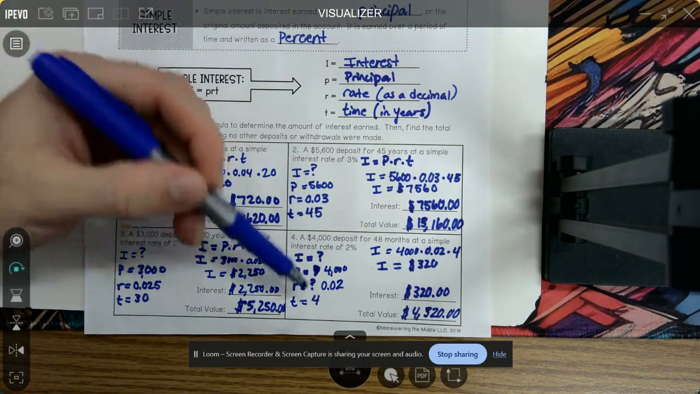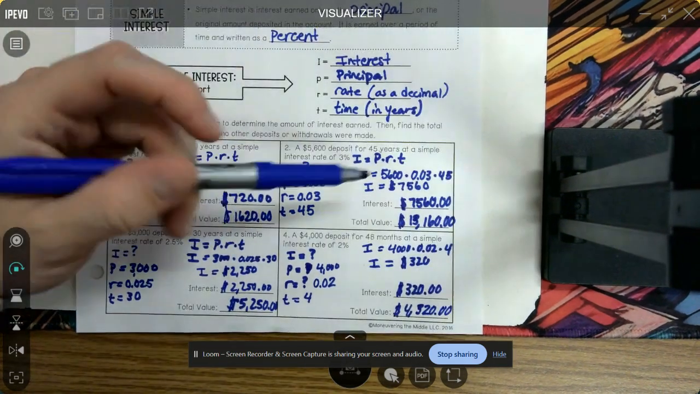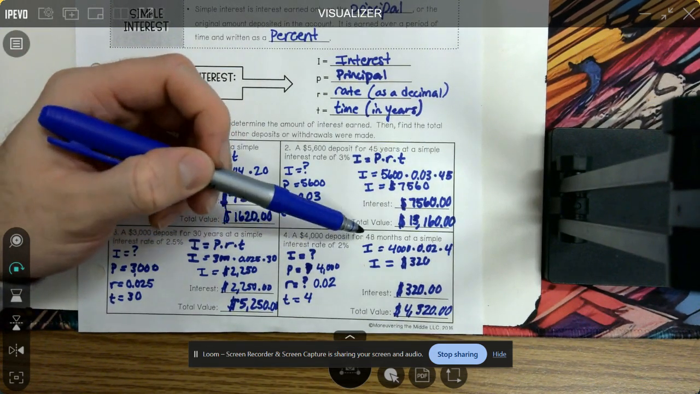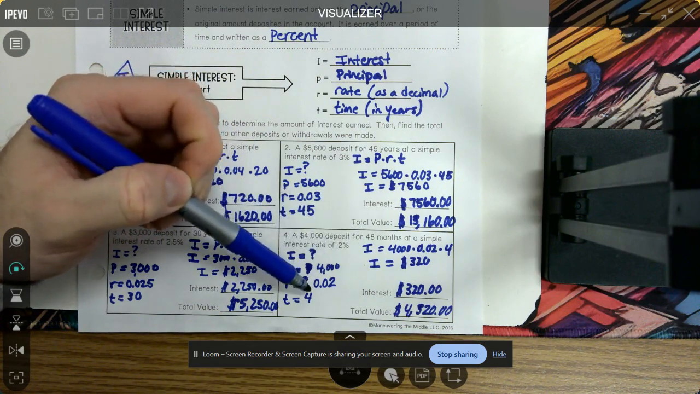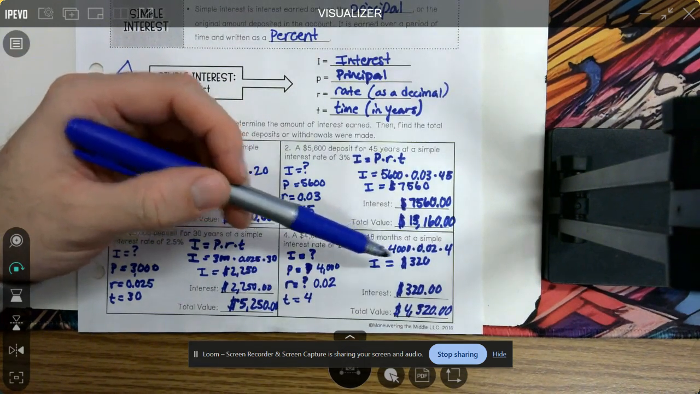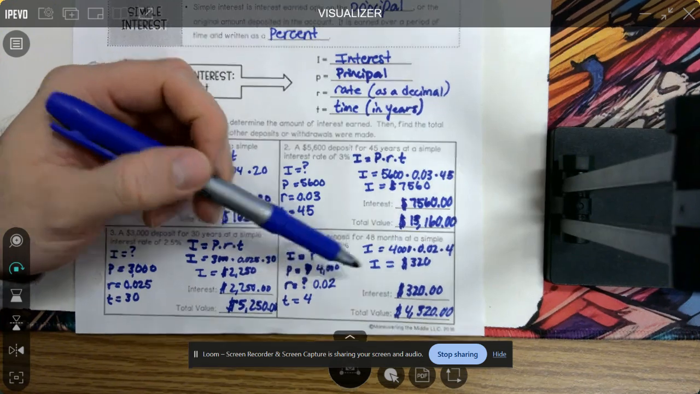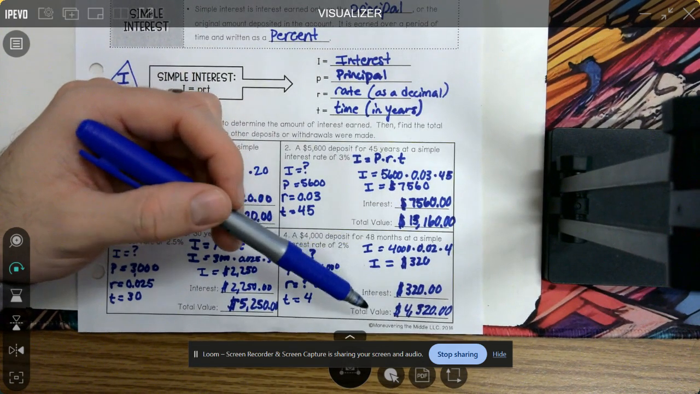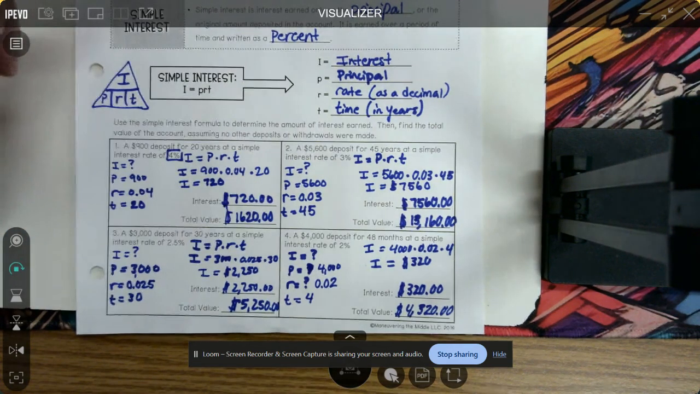All right, so there's my equation for number 4. We noticed that 48 months can be turned into years by dividing by 12. 48 divided by 12 is 4. So this is 4 years. Put it into your formula, your PRT, and you get I equals 320. So interest earned is $320. Add that to your principal, and you get $4,320 as your total value.